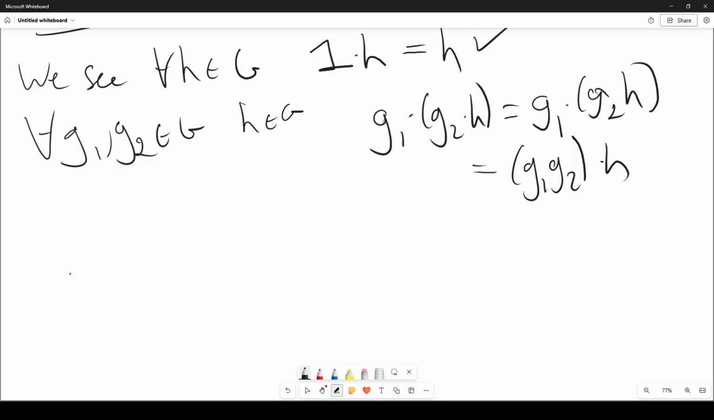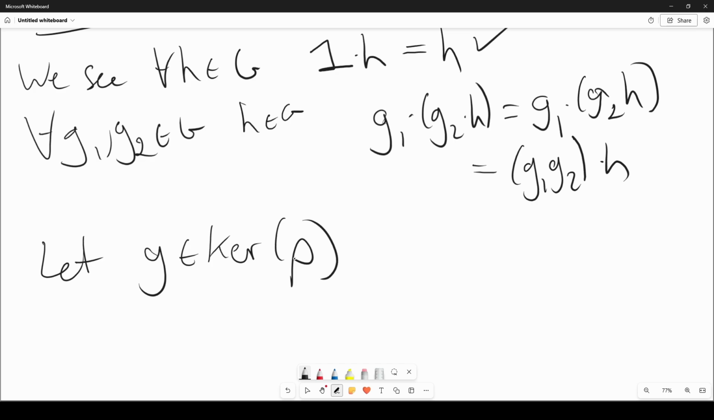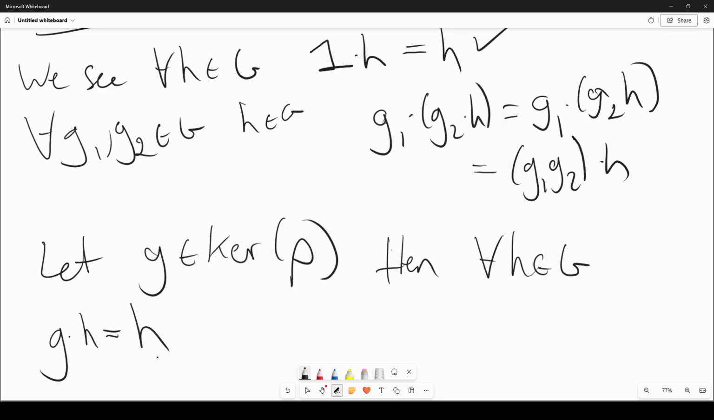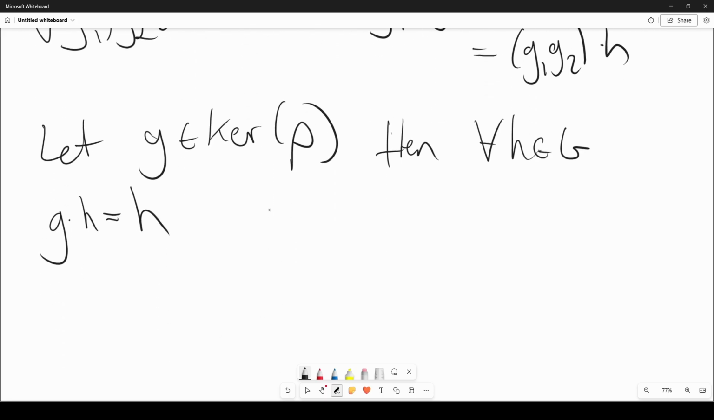So specifically, if we want to prove it's faithful, we want to prove that the kernel of rho is just the identity. So we're going to let G be an element in the kernel of rho, this rho being the action homomorphism from G to S sub G. Then for all H in G, we get G acting on H should just be H. Okay, well I'm going to specifically choose H equals 1. This means G dot 1 equals 1.